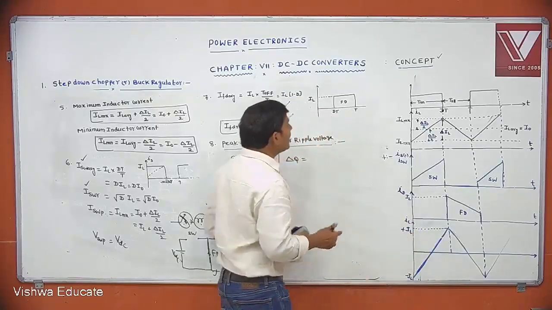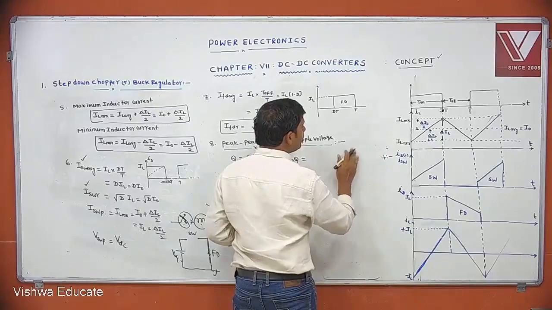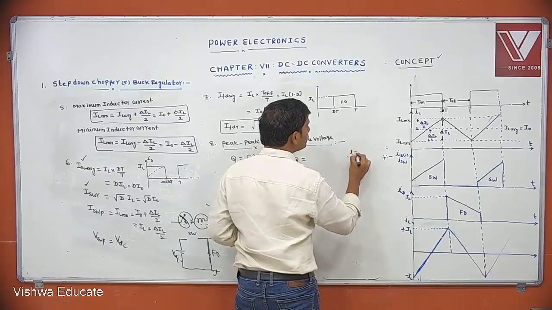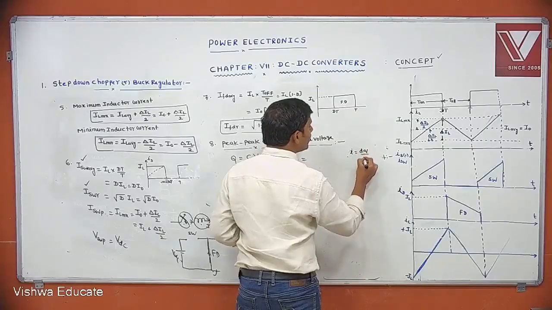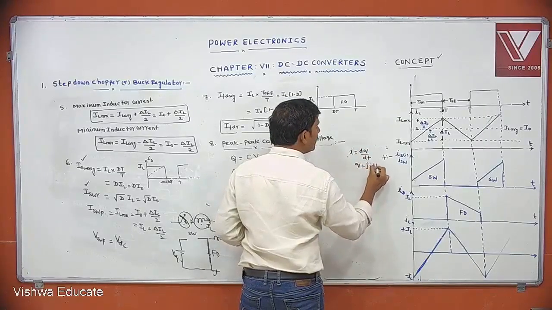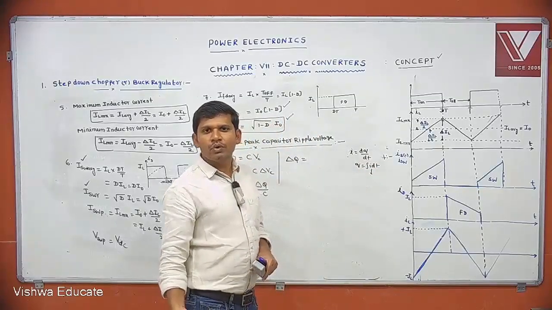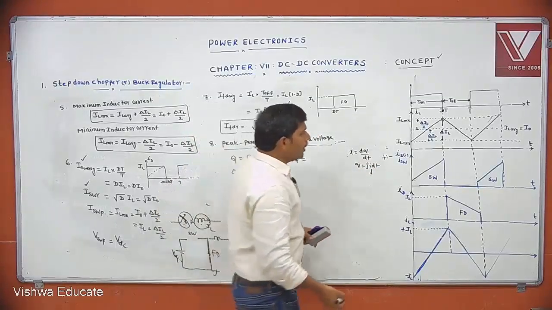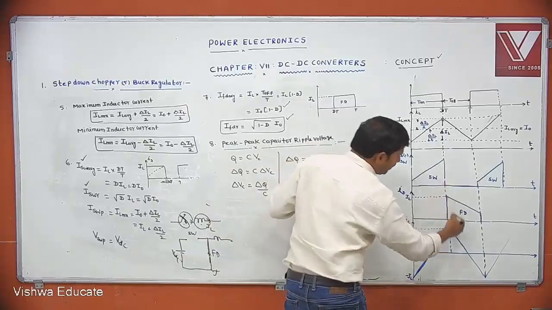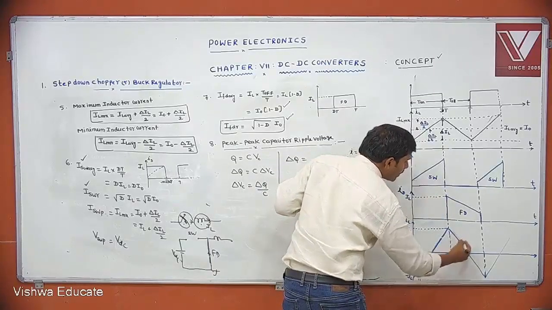Why I am telling like this? We know that I equal to dq by dt. Then what is Q equal to? Integral I dt. Integration is nothing but area. That is, area under the current curve gives the charge. Now I want to find the area under this current curve.